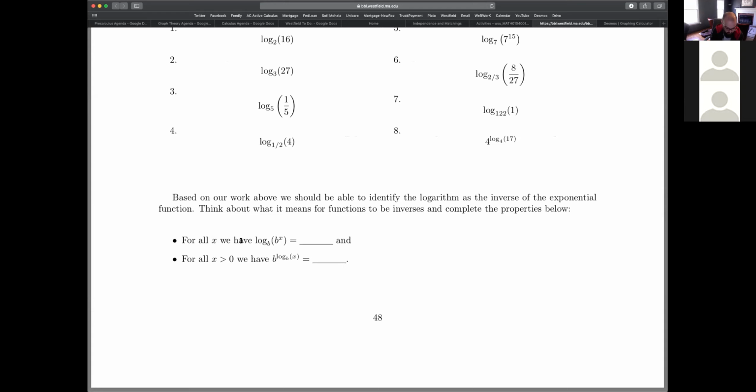X. And what's the answer to the next question? Also x. Yeah, they're both x, right? So if I compose them, we're doing function composition on two things. We're looking at the exponential function b to the x, and the logarithmic function log base b. It turns out that if I compose them together, what we end up with is just x.